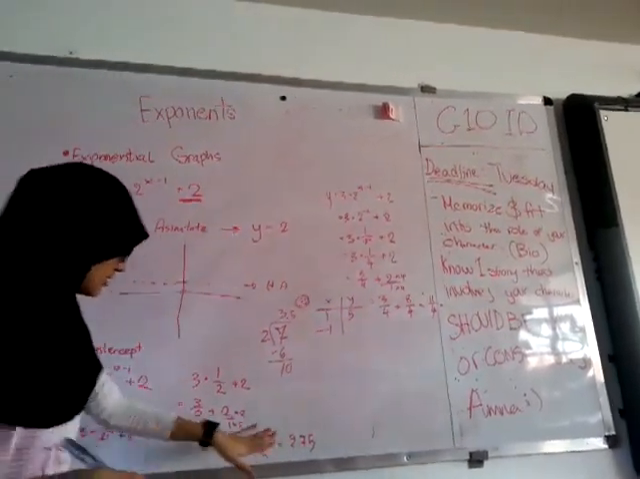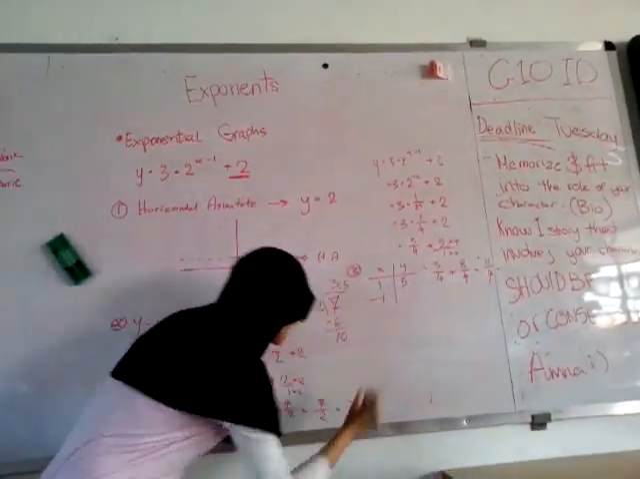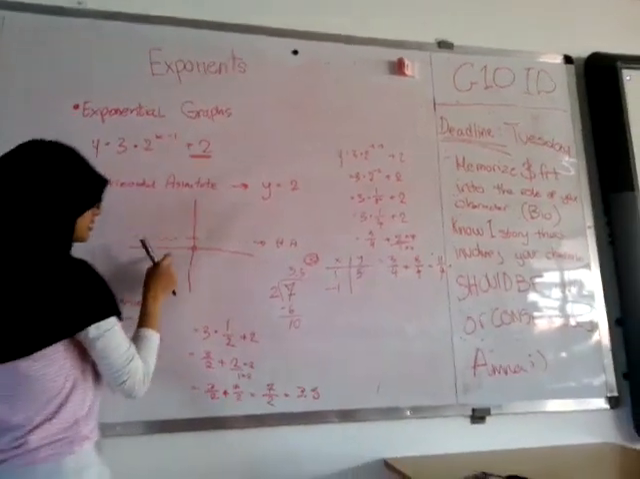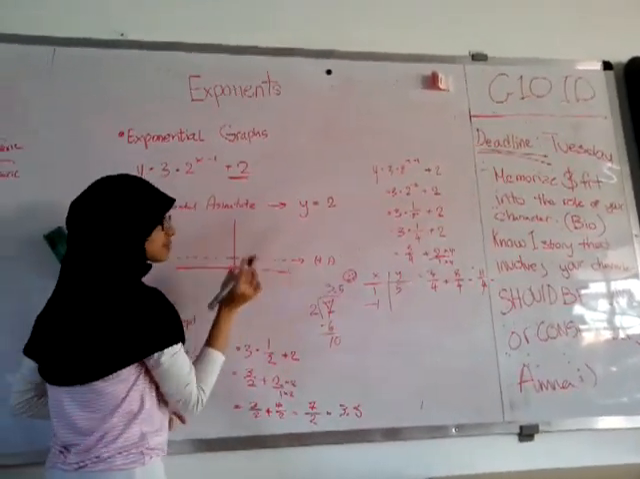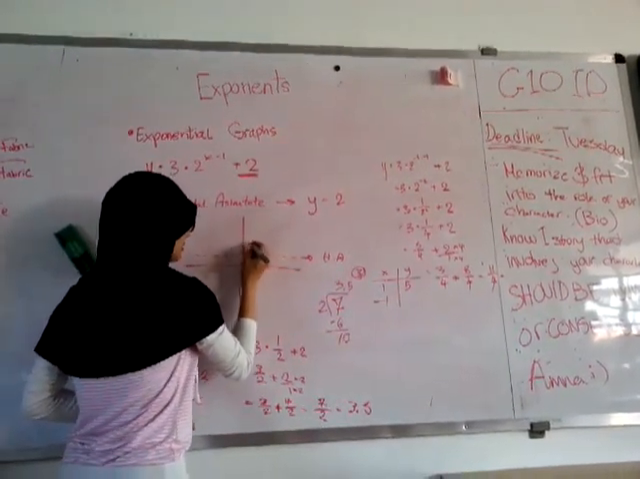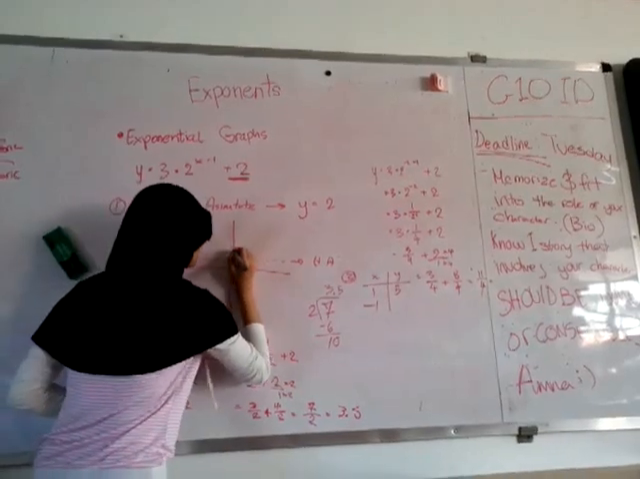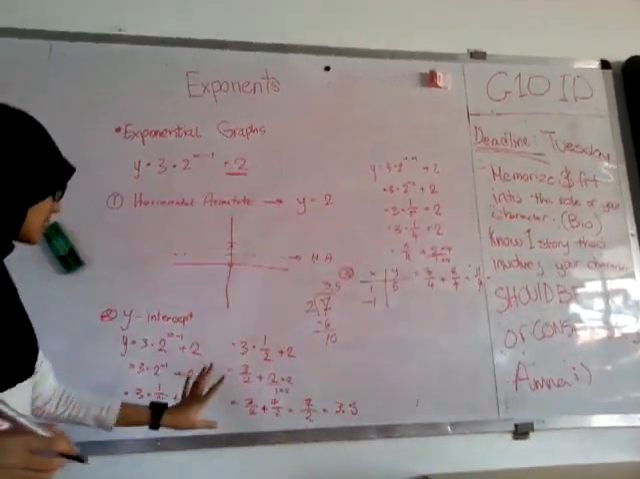Again, it's 3.5. So that means it's between 3 and 4. Our horizontal asymptote is on 2. So that's 3, that's 4. So 3.5 is going to be somewhere around here. There. That's our y-intercept.